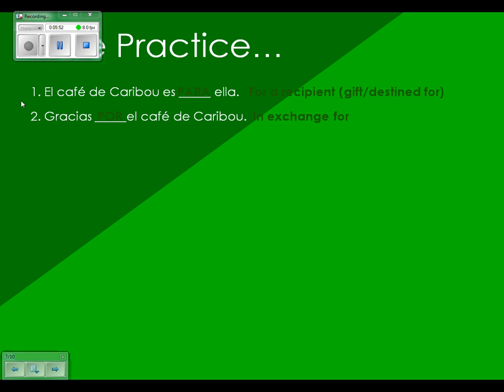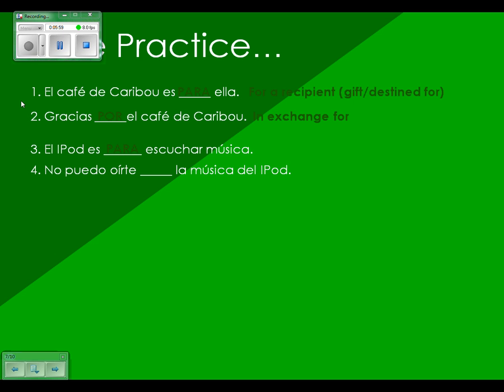3. El iPod es blank escuchar música. This is para because it is for the use of or purpose. The iPod is for, or its purpose is, to listen to music. 4. No puedo oírte blank la música del iPod. No puedo oírte por la música del iPod. The significance of this is because of. I'm not able to hear you because of my iPod music. These examples can get confusing, but if the question shows the result and dependency of something on another, then it is por, with the significance of because of.